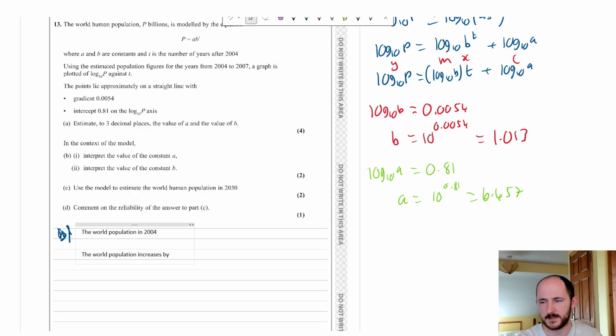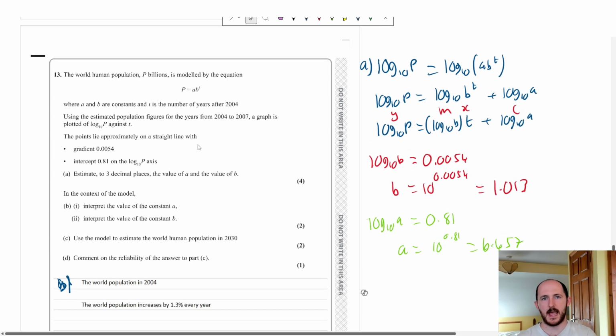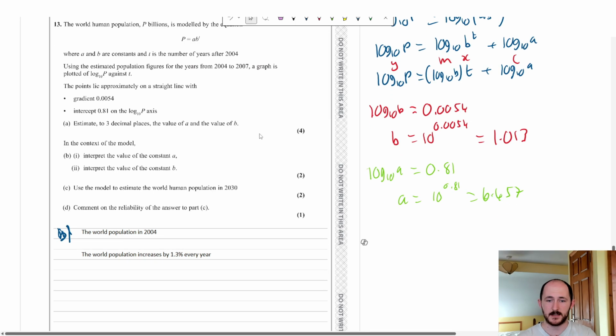So in this case, because it's population every single year, B is 1.013, it means that the world population increases by 1.3% every year. That's what it means. B is always a percentage increase or decrease. It's a percentage change. And you need to decide, again, if it's a number less than 1, it's a decrease. Greater than 1, it's an increase. If it was just equal to 1, then you're actually just going to get a flat line anyway. So I doubt that that's going to work.